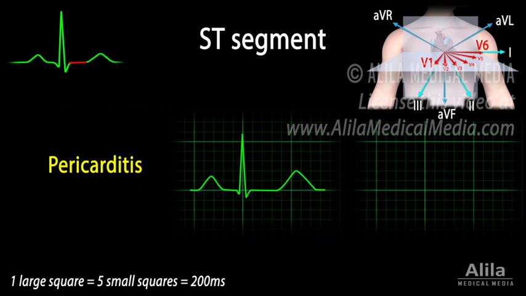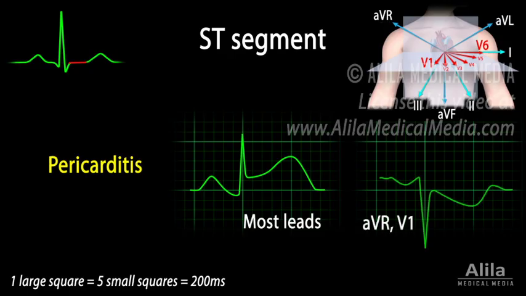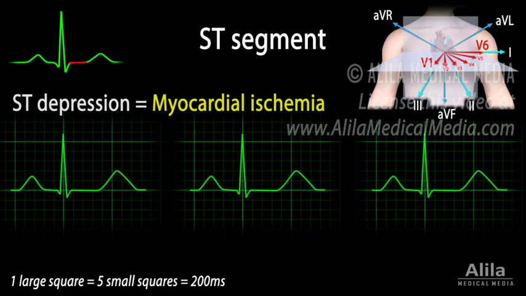Pericarditis causes a characteristic saddleback ST segment elevation and PR segment depression in all leads except AVR and V1, where the reverse, ST depression and PR elevation, are seen. ST depression is diagnostic of ischemia.